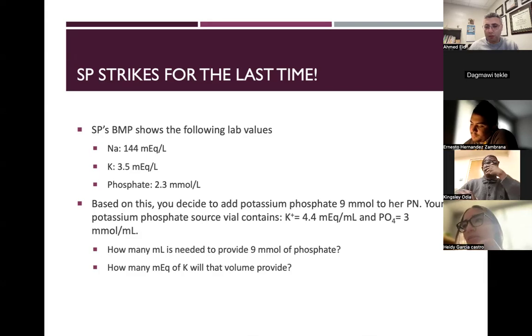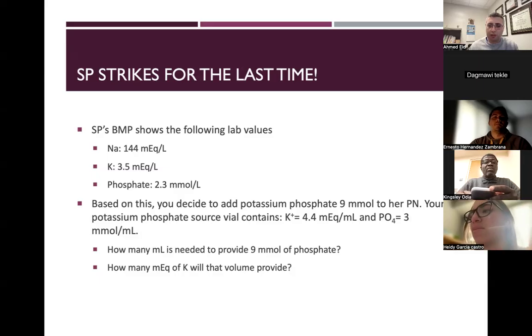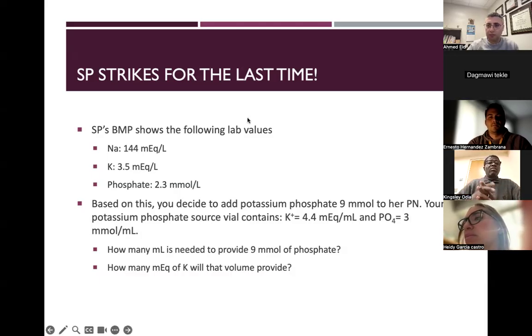So the 9 millimoles that you need to replete, the vial comes in a concentration that has potassium 4.4 milliequivalents per milliliter and phosphorus 3 millimoles per milliliter. So first question is, okay, if I need to give her the 9 millimoles, how many milliliters of that stock vial will that be? And how many milliequivalents of potassium will that be as well? What do you guys think?